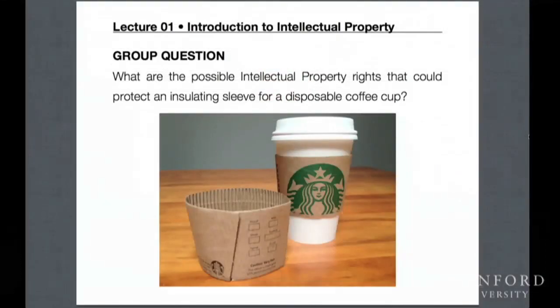I want you to get into small groups. The person to your left and right, make little groups of 3 or 4, or possibly even 2. I want you to come up with a list of the intellectual property rights that could cover this thing that I'm holding in my hands, a coffee cup sleeve that fits a warm coffee cup that fits in between here. My quick tip to you guys, it's more than one.